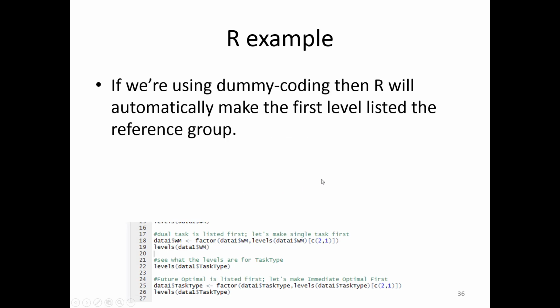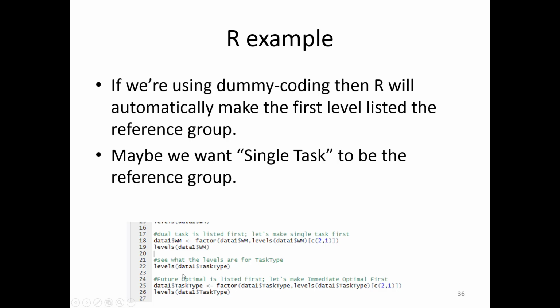Okay, so if we're using dummy coding, this is actually something really good to know about using R. If we're using dummy coding, R is going to automatically make the first level listed the reference group. So it's nice because it makes the dummy codes for us. And say if we wanted to just reset the reference group as a different group, we could just change the order of the levels, which is what we're going to do in lines 18 and 25 down here. So maybe we want single task to be the reference group. So dual task, D starts before S, and so it's going to be the reference group because it's listed first alphabetically.